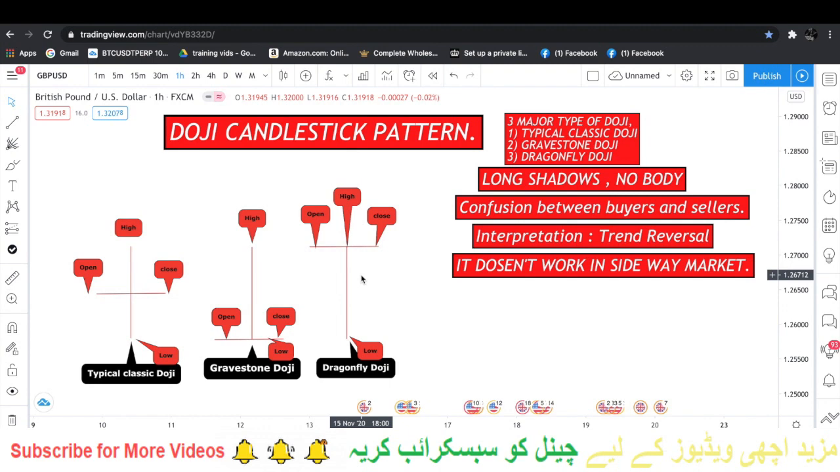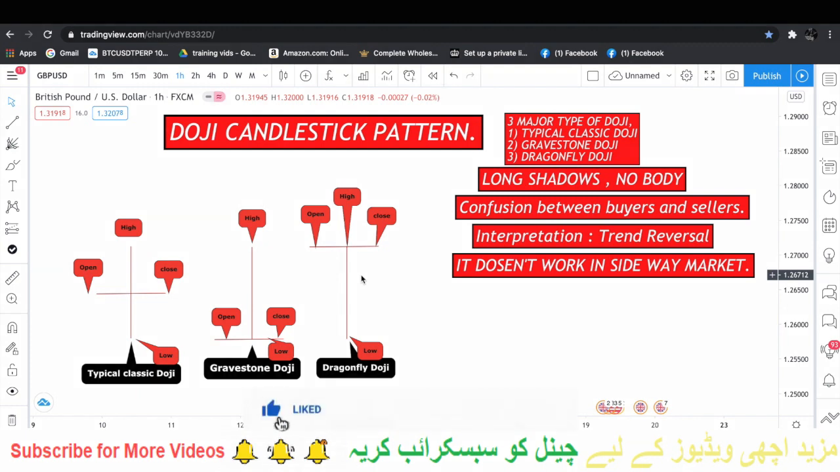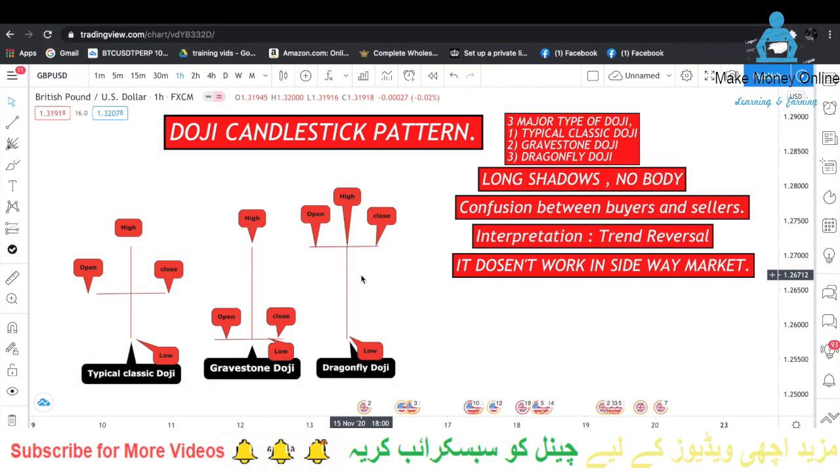So what is the interpretation of doji? The interpretation is simple. Whenever a doji is found on a bigger time frame on a chart, it means that the trend is about to reverse. If the market is in a bearish sentiment, it will rally towards the upside. If the market is in a bullish sentiment, it will move towards the downside.